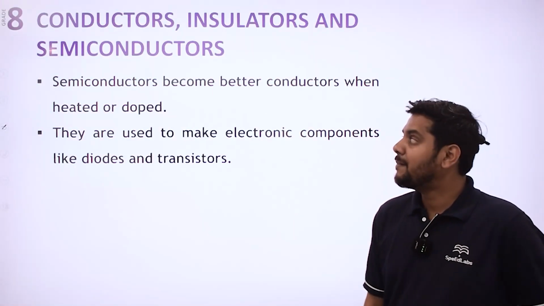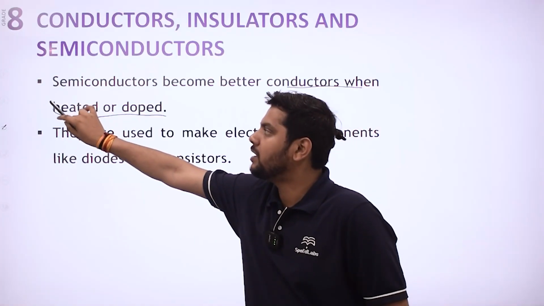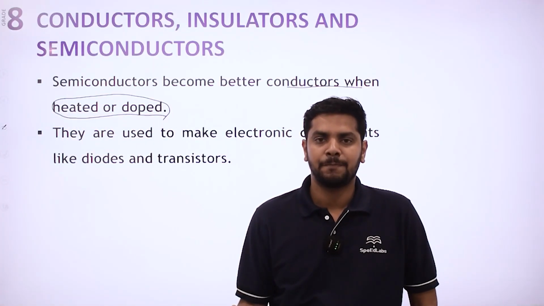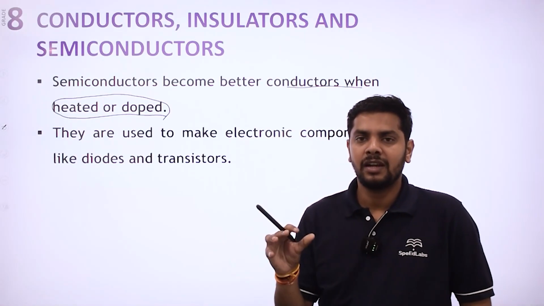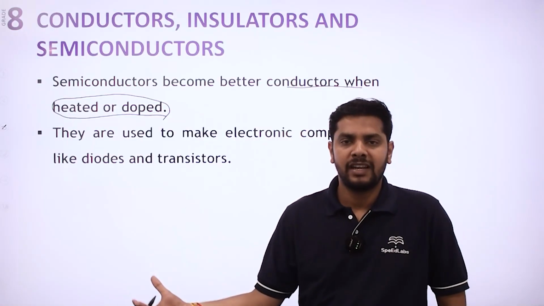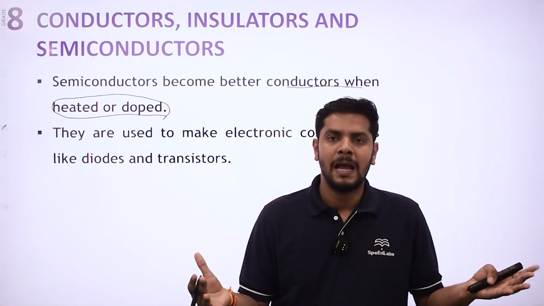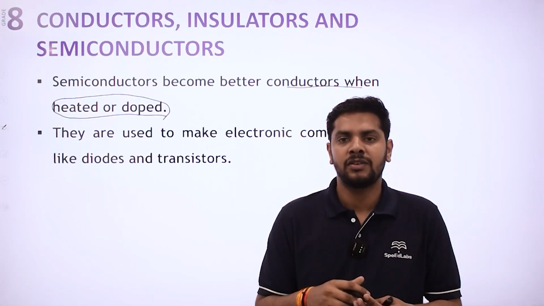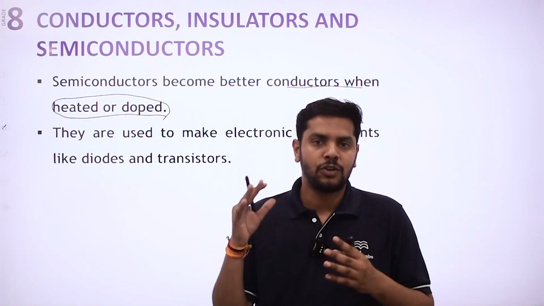Next point, students, semiconductors become better conductors when heated or doped. What is the meaning of this? Let's suppose I have a semiconductor. Try to understand it in terms of the electrons present. In conductors, a large number of free electrons will be there. In insulators, there will be no free electrons. But in semiconductors, there will be a few electrons which can be transmitted, and because of which electricity will start to flow.